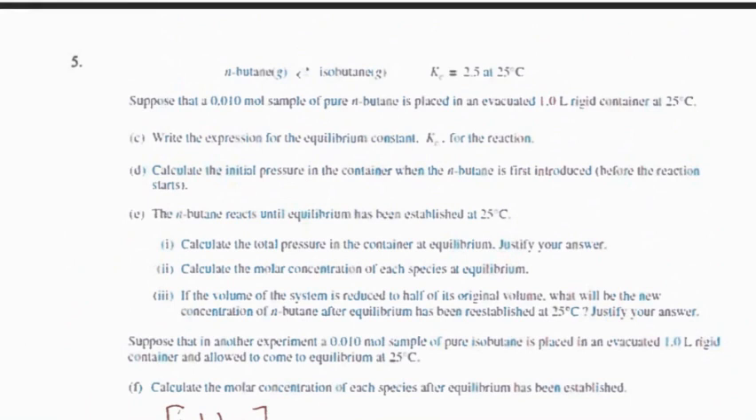The N-butane reacts until equilibrium is achieved. Calculate the total pressure in the container.